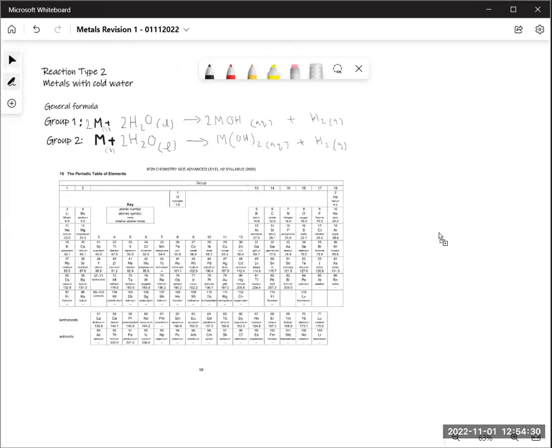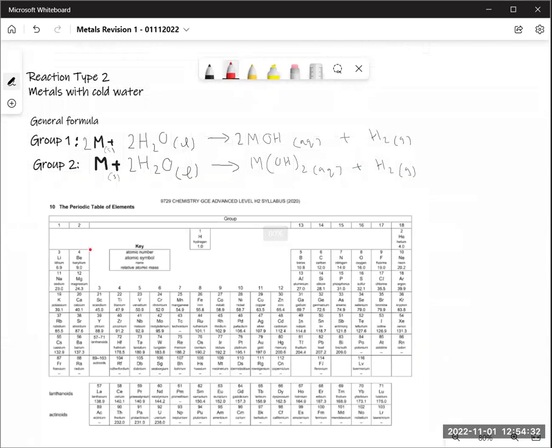Right here, look at this one. The first one is group 1: lithium, sodium, potassium, rubidium, cesium, all of those. Second one, you have beryllium, magnesium, calcium, strontium, barium. So all you have to do is replace the symbol with the M.